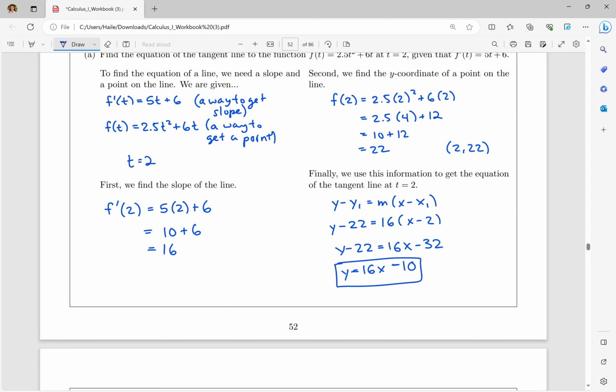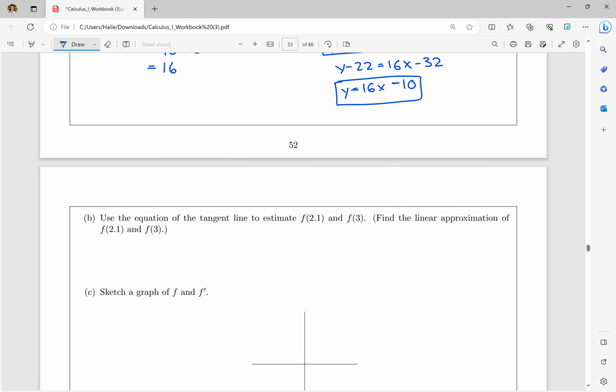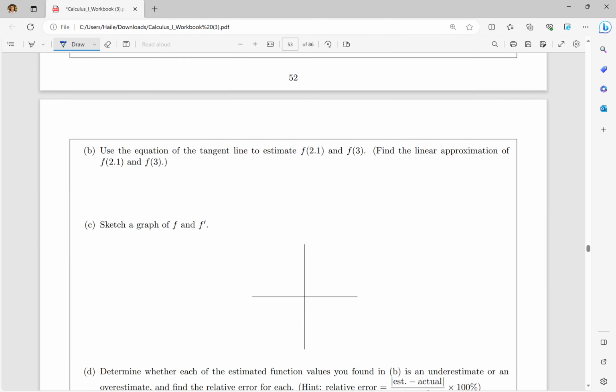Okay, so normally you could just leave it in this point slope form, but since we're going to graph it, it's much easier to graph things in slope-intercept form. Okay, so part B, we're going to use the equation of the tangent line to estimate f of 2.1 and f of 3.